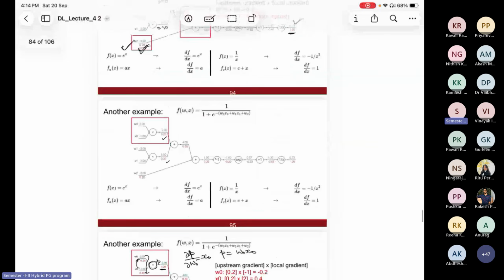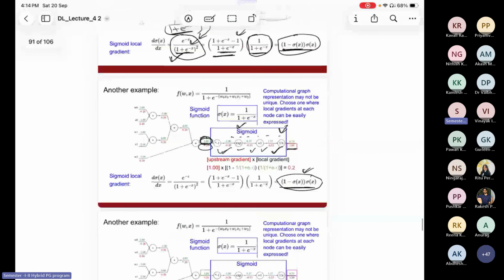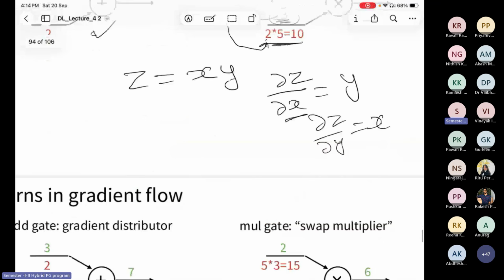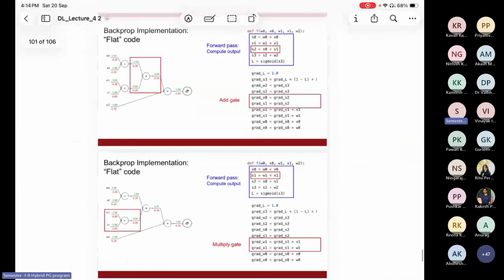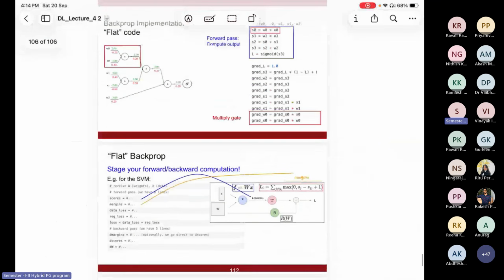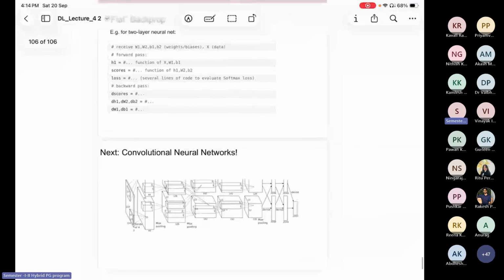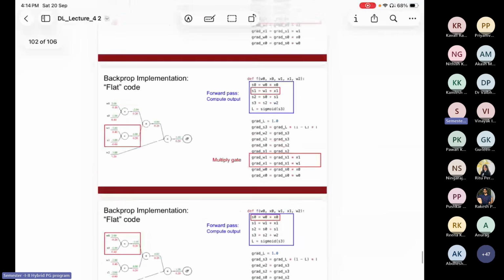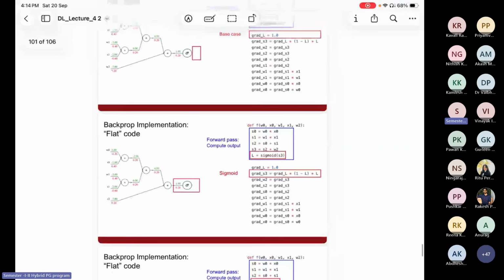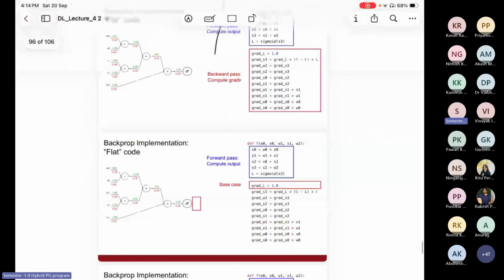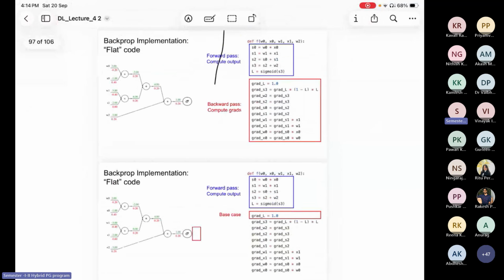Okay, if there is no further question, then I'll stop. In the next class, we'll walk through the code, and then we'll start CNN. So the next network is CNN, but before that we have this code. Today we do not have time, so we'll cover it in the next class.